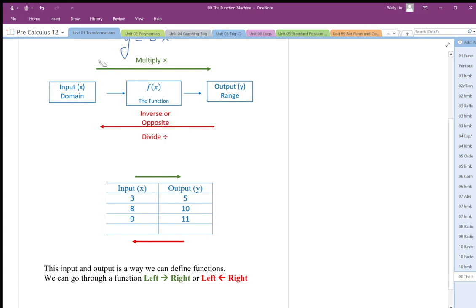We have operations that always do this. Some of them we know very well, like times and divide, plus and minus, square and square root. But even if we don't know what it is, these exist. We have an f of x, and we have the inverse of that f of x. So these are the two big ideas that we want to make sure we understand when we talk about functions in mathematics.